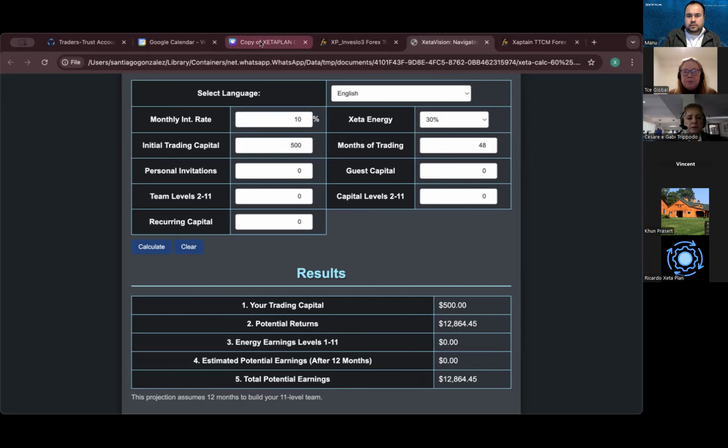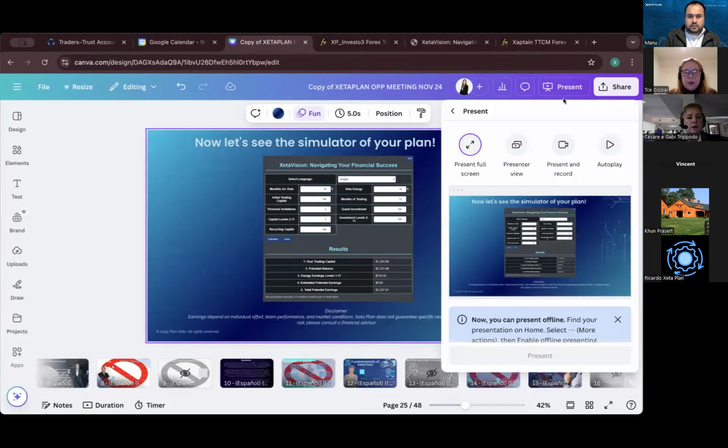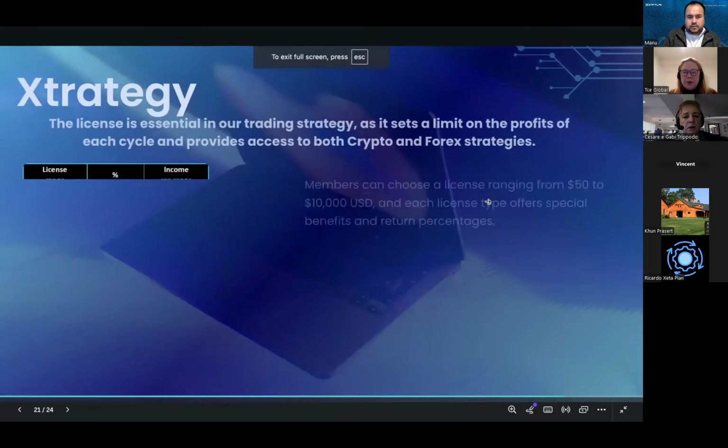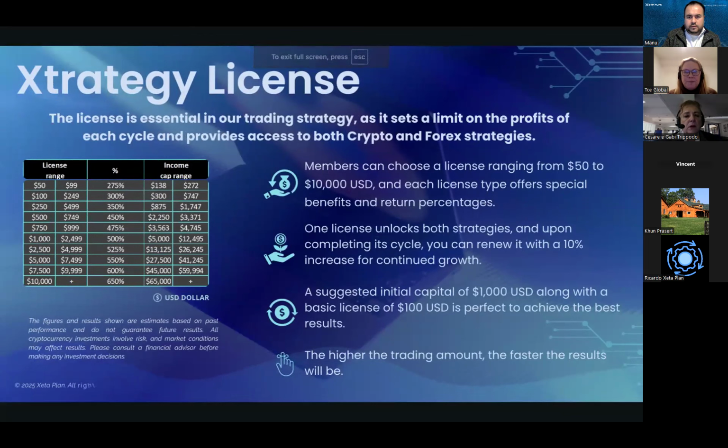So now going back to the presentation, how can you join this? How can you be a part of this? Well, this is where we got the strategy license. And the license is essential in our trading strategy as it sets the limits on the profits that you can generate in each cycle. It also provides access to both our crypto and forex strategies.